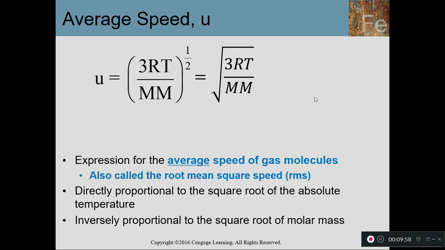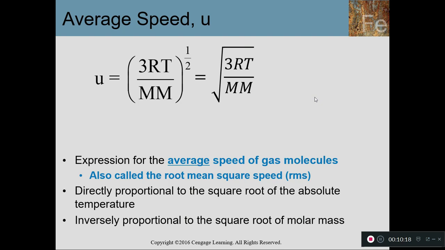Well, the variable we use is u, the root mean square speed. Sometimes it's referred to as RMS. The root mean square speed is calculated by taking 3 times R, and we'll talk about what R to use in a second, times the temperature in Kelvin.